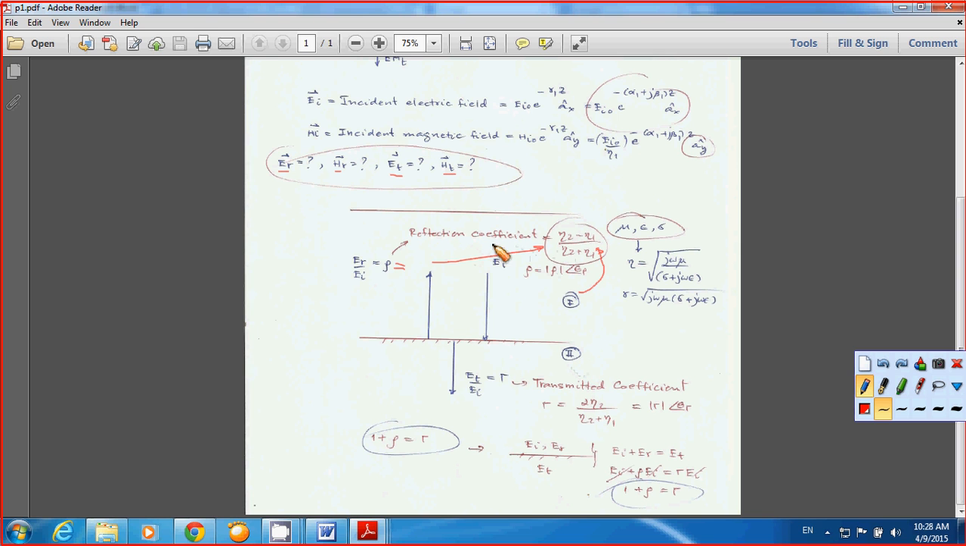So you can find the reflection coefficient from eta 2 minus eta 1 over eta 2 plus eta 1. Okay, and you already know how to find eta. It's equal to the square root of j omega mu over sigma plus j omega epsilon. Okay, we will work on that.